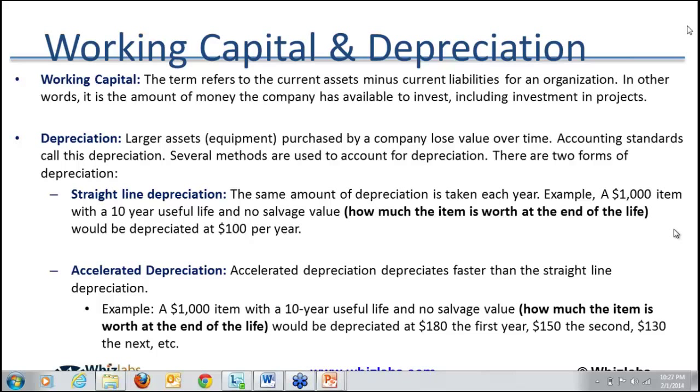Any query on this depreciation, guys? Anybody, please raise your hand. Adiyami, would you like to ask? I'll just unmute you. Yes, I have a question. Can you hear me? Yeah, I can hear you.